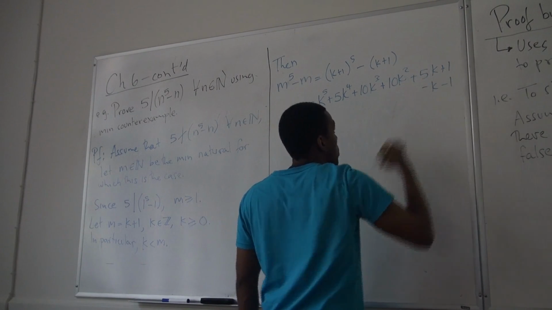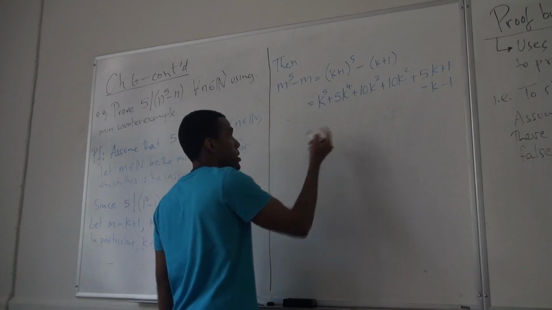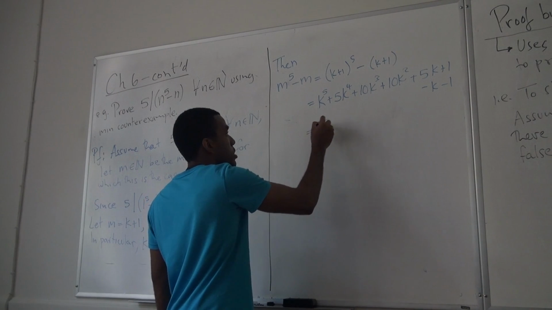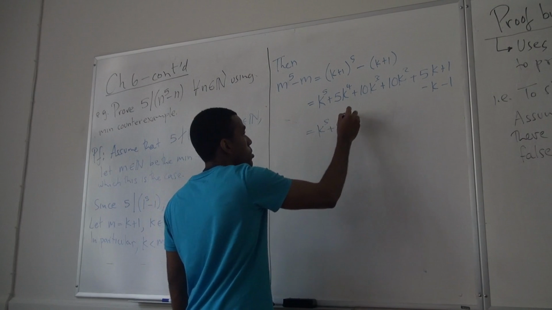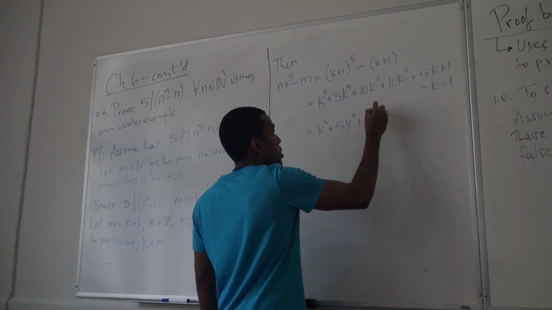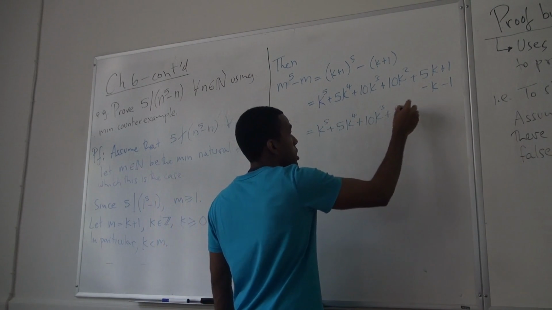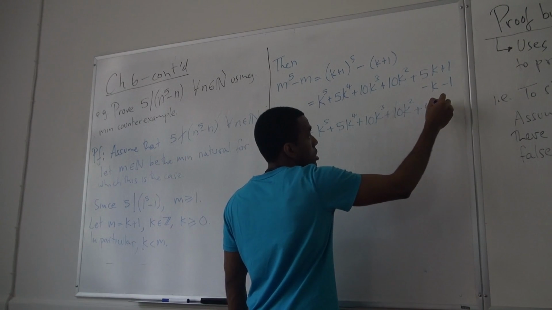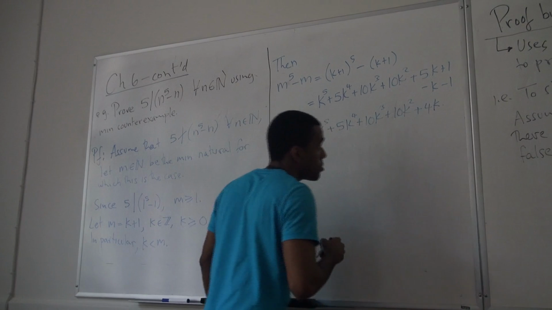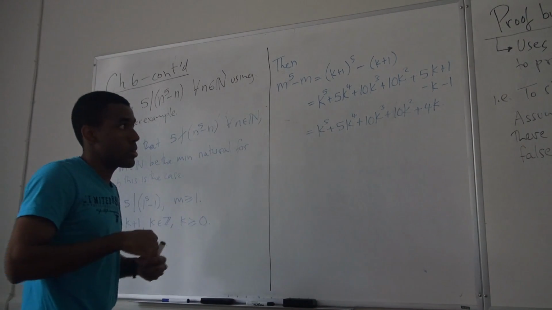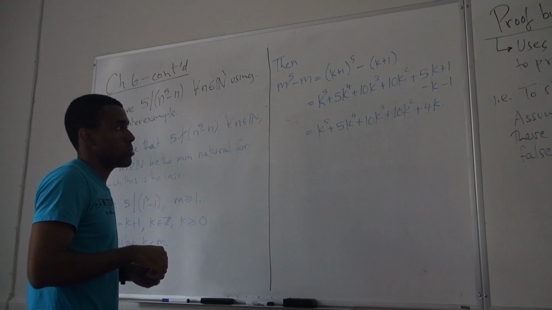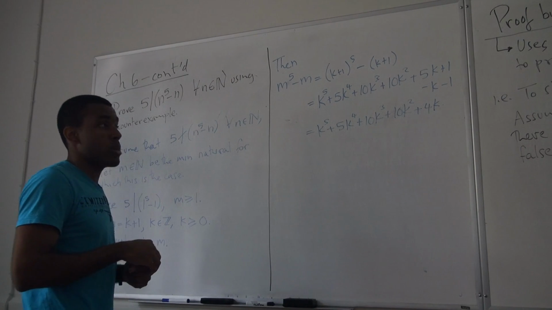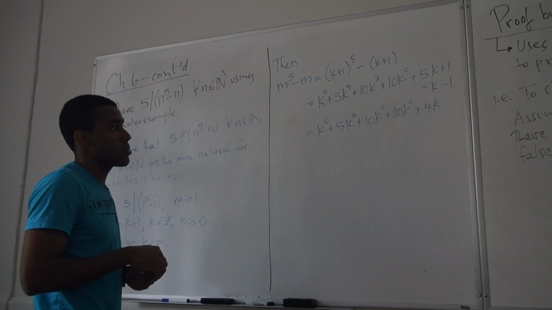Minus k minus 1, right? Pascal's triangle, one. Okay, so this is actually k to the 5th plus 5k to the 4th plus 10k cubed plus 10k squared plus 4k. You can pull out a k and k is divisible. We don't know that k is or not divisible by 5. No, k is divisible by 5.